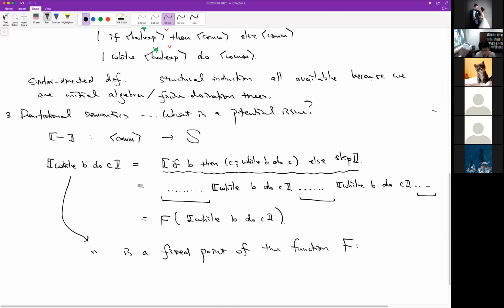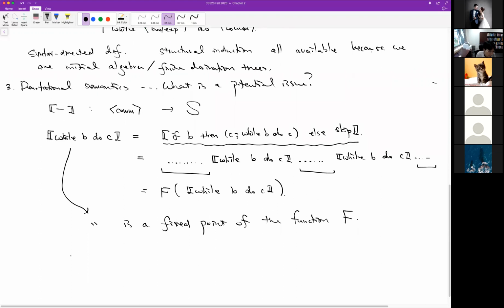But we know that if you have an arbitrary function, the function may not have a fixed point. For instance, if you define a function g from natural numbers to natural numbers, with g of x the same as x plus 1, this function will not have a fixed point. But it looks like if you want to give a semantics of while, somehow things are all arranged in the right way so that the capital F induced from this definition will have a fixed point.